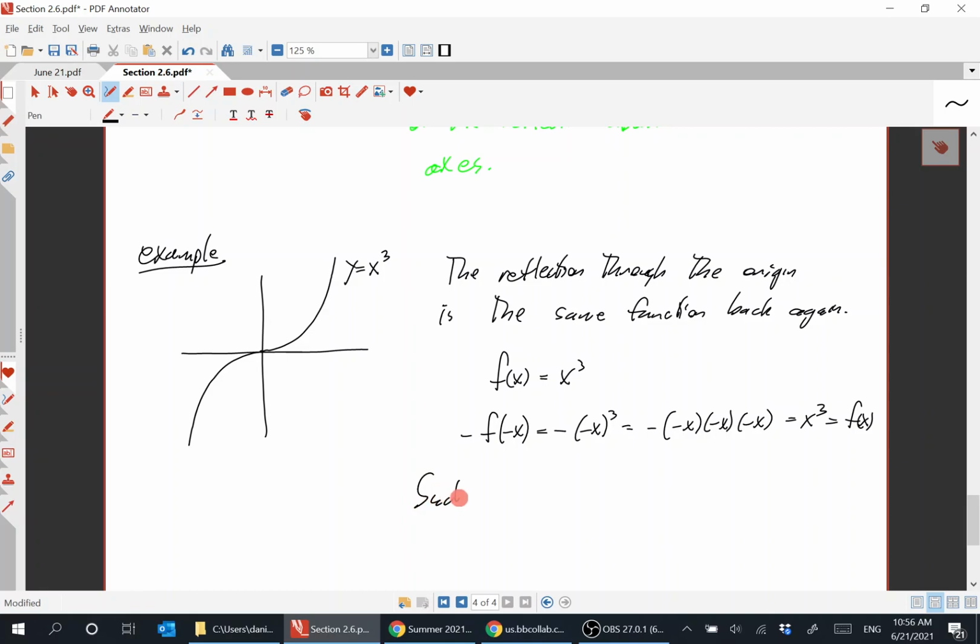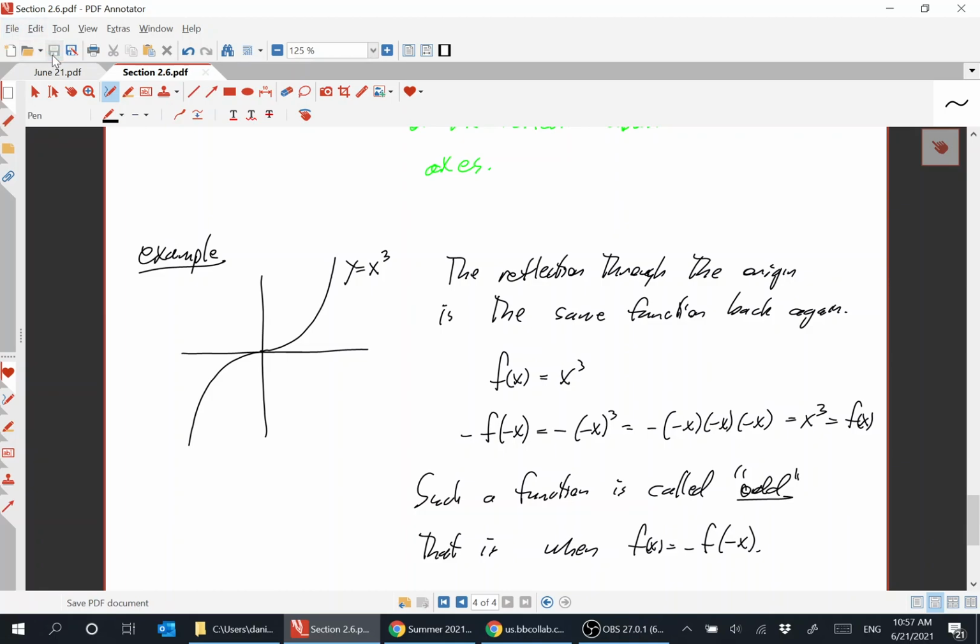Such a function is called odd. Not a great term, but there it is. That is when f of x is minus f of minus x. That's called an odd function. And y equals x to the third is one of the standard examples. And then that sine function that we talked about before, that's also an odd function.